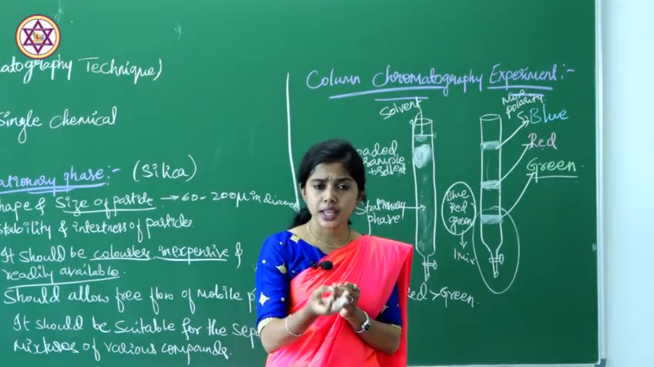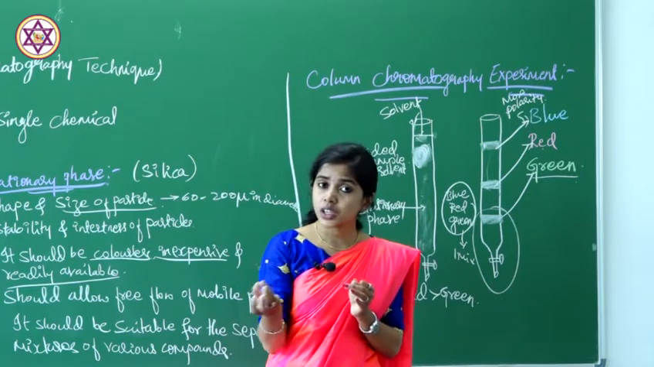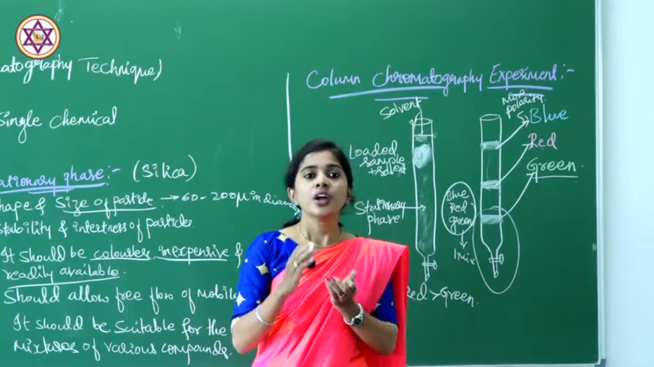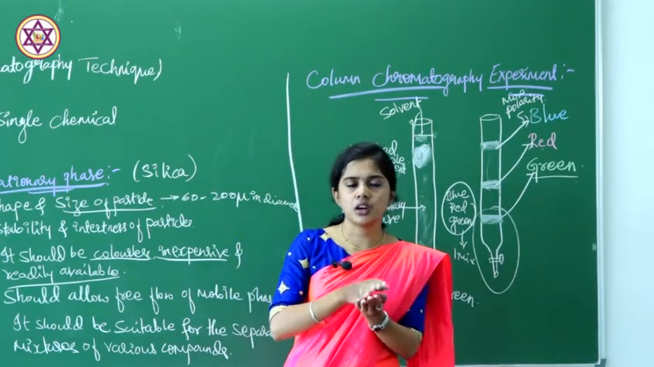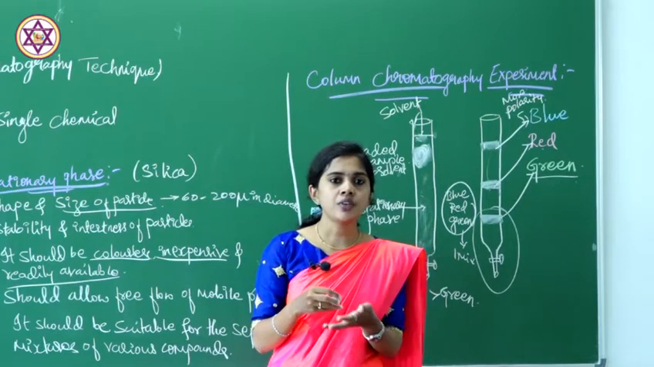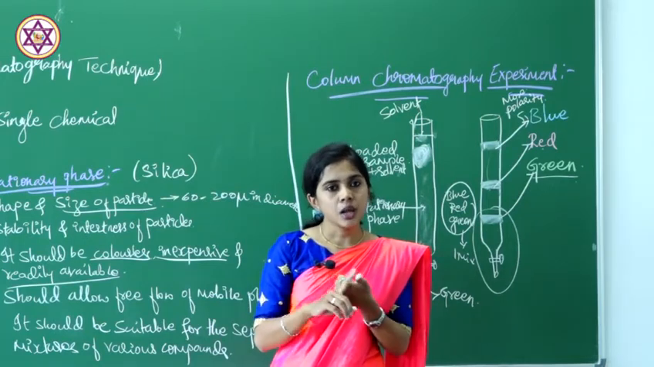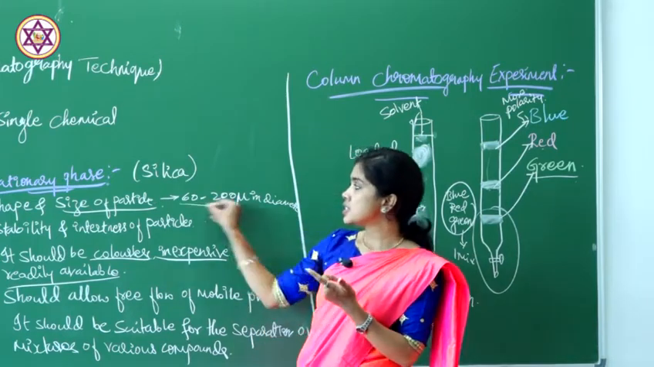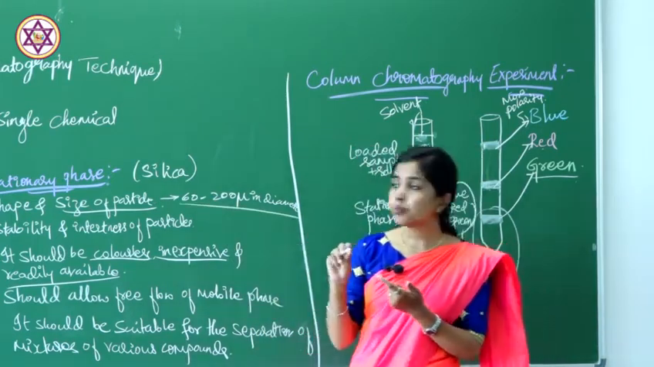Or else ethanol, or it can even be water, or acetic acid. Then what should the stationary phase be? It should be a compound that we add as the stationary compound, for example silica. Its particle size should range from 60 to 200 micrometers.